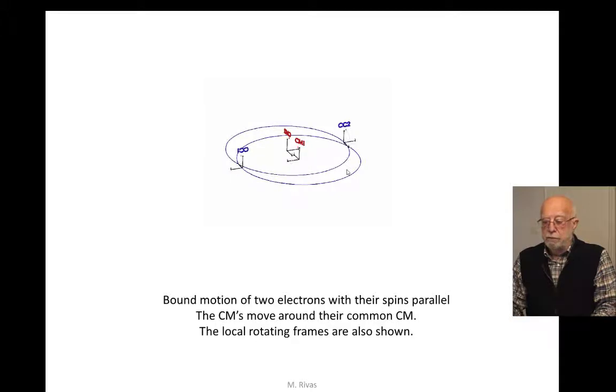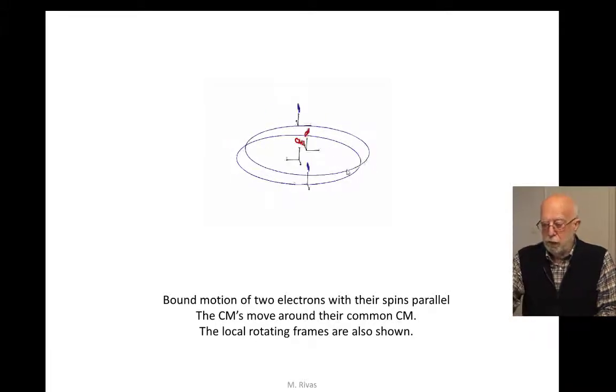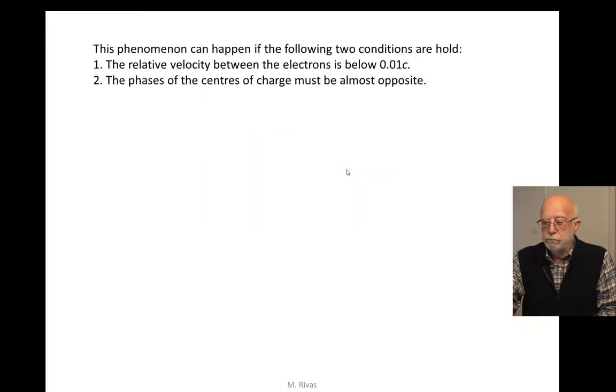This is what we have, and this phenomenon can happen if the following two conditions are whole. First, the relative velocity in the center of mass frames of these two objects has to be below 0.01 c. Velocities greater than this produce the separation of the two electrons.